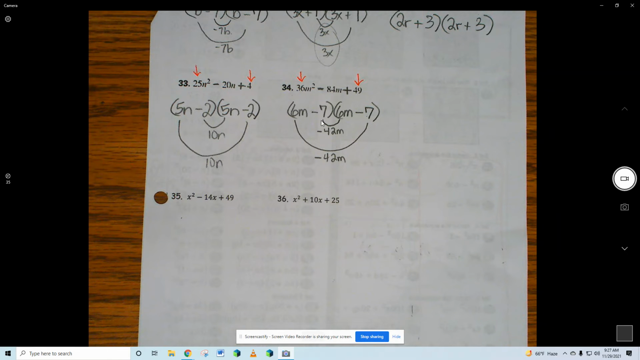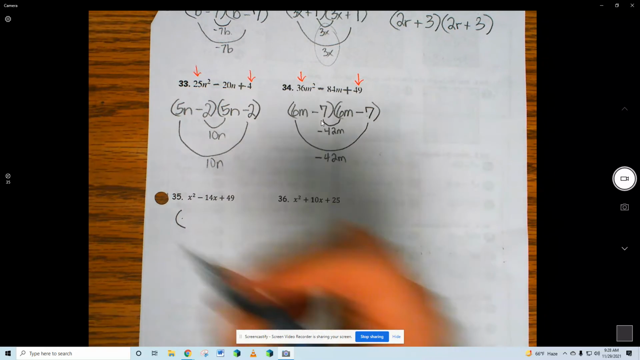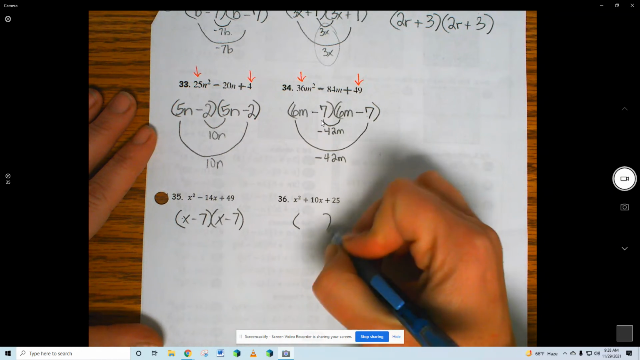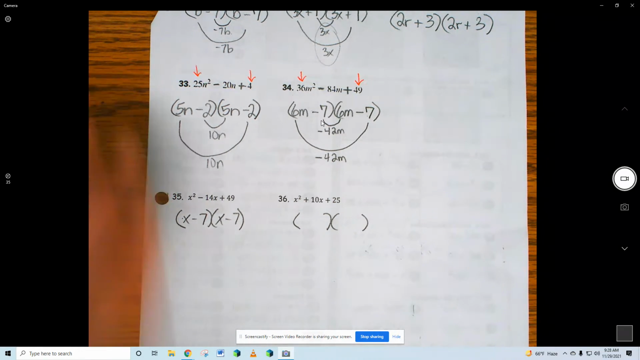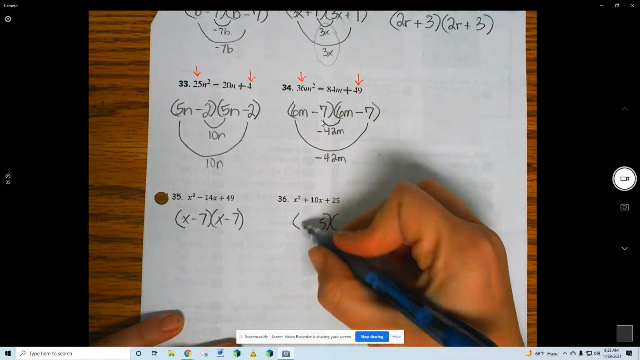Easy peasy. Okay. 49 is 7 and 7. 25 is 5 and 5. X minus 7. You already did 25? 5 times 5? It's all plus signs?